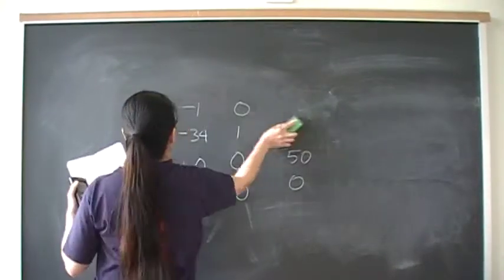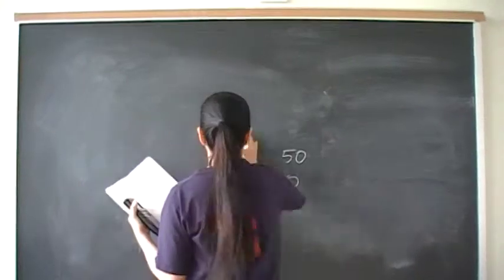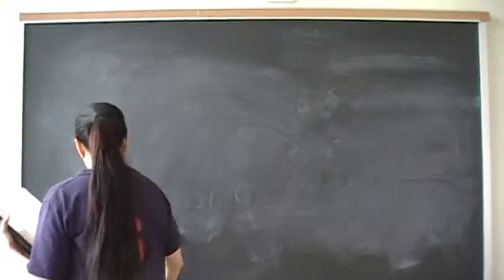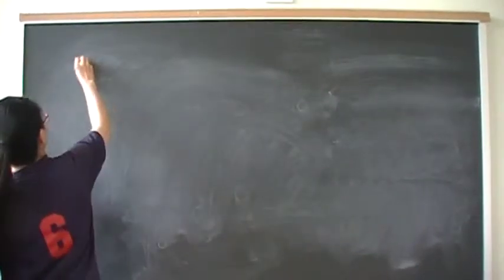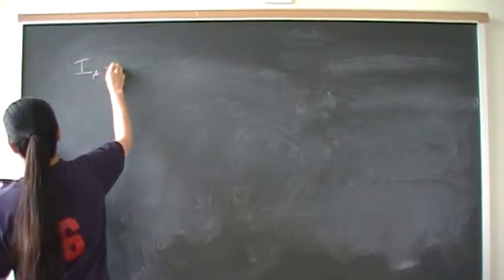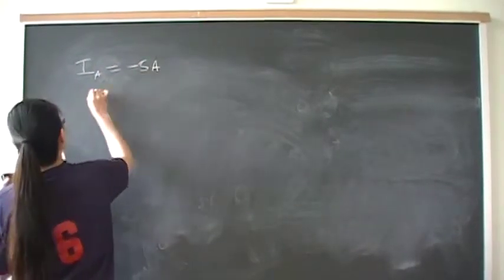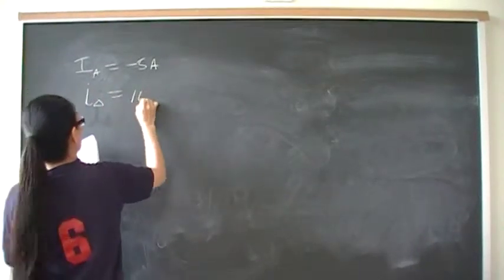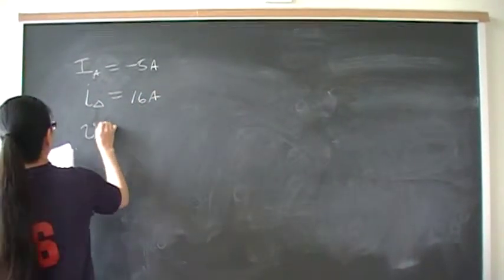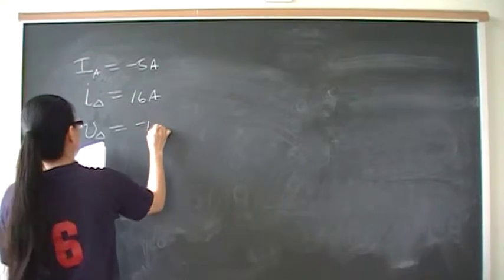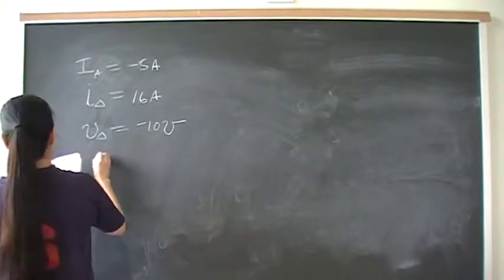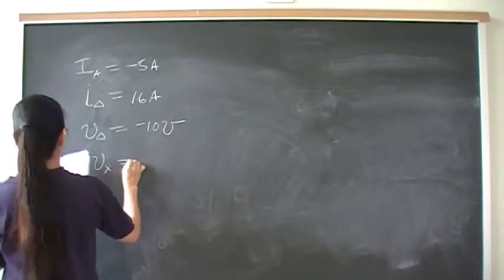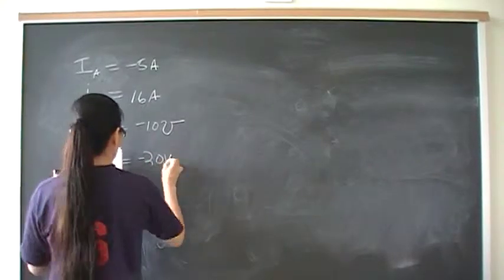So the answers you should have got are IA is equal to negative 5 amps. I delta is 16 amps. V delta is negative 10 volts. And Vx is negative 20 volts.